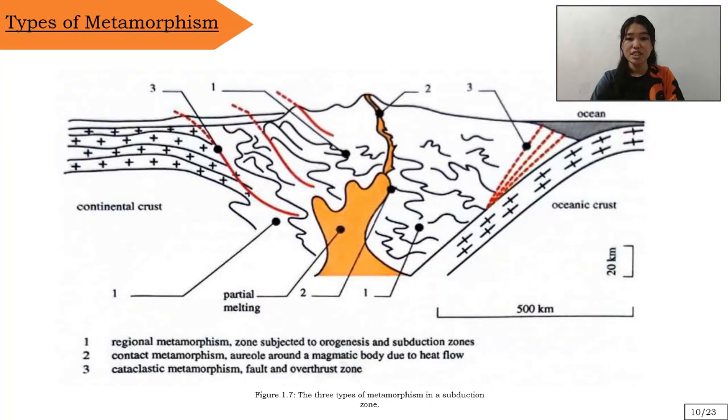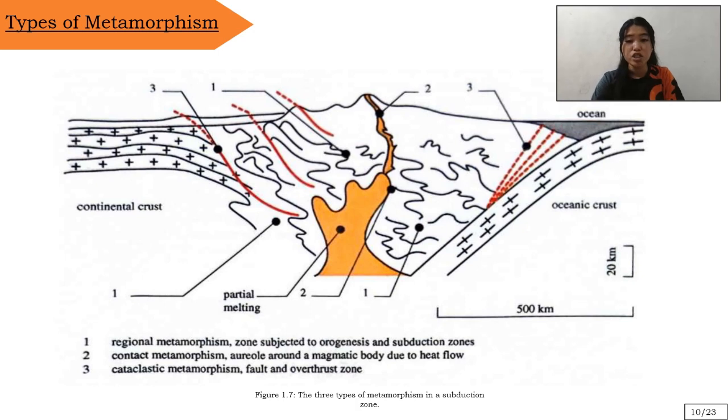In this figure, we can see the three types of metamorphism in a subduction zone: regional metamorphism, in zones subjected to orogenesis and subduction zones; contact metamorphism, an aureole around a magmatic body due to heat flow; and lastly, cataclastic metamorphism, which is at a fault or overthrust zone.